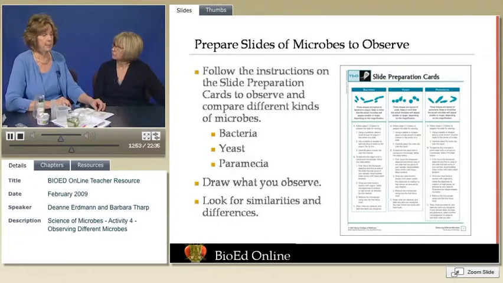Now, they're not going to have a tremendous amount of detail on looking at the bacteria and the yeast because they are really quite small. But just the basic shapes. Just the basic shape. Right. And they will be different. And then we have a third slide that we're going to create, and that's the Paramecia slide.